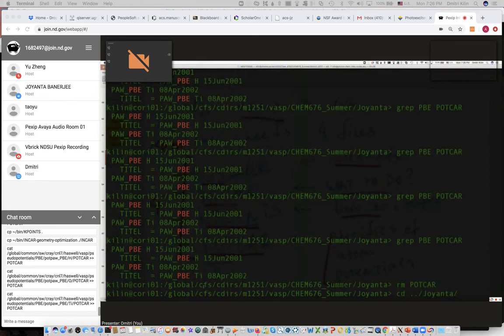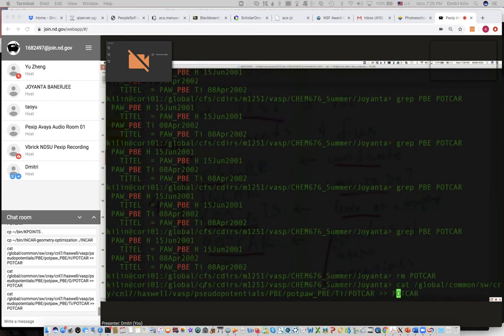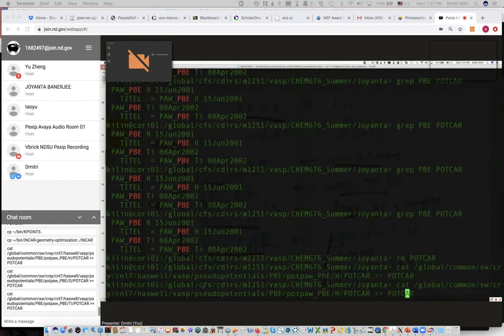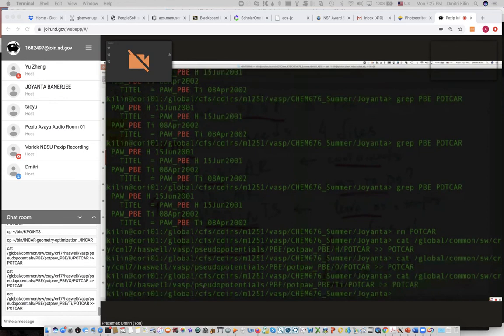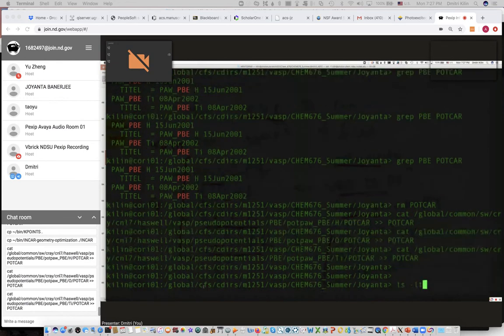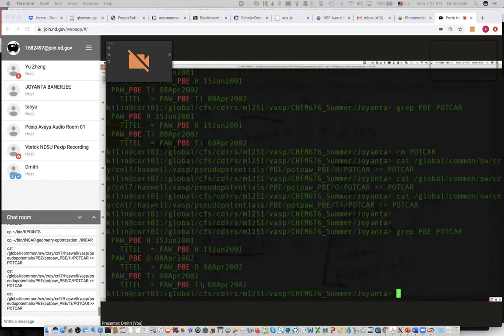Now, do not type yourself. I will type it. Just watch. So first, hydrogen. Second, do not repeat this command. Just watch me. Second, oxygen. And third, titanium. Okay, and now if I type this grep PBE POSCAR, it shows first hydrogen, second oxygen, third titanium.